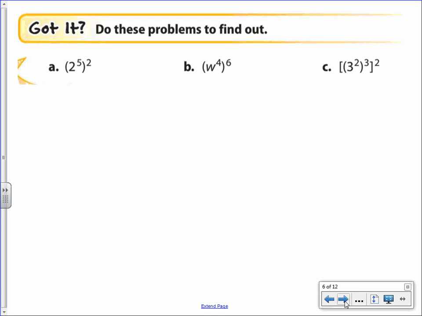Grab your workbook. The Got It questions. It says do these problems to find out. I have 2 to the 5th power raised to the 2nd power. Again, I see parentheses and I see exponents here. I'm going to put a times sign here. I keep my base, which is 2, and I multiply my exponents to get 10. 2 to the 10th power.